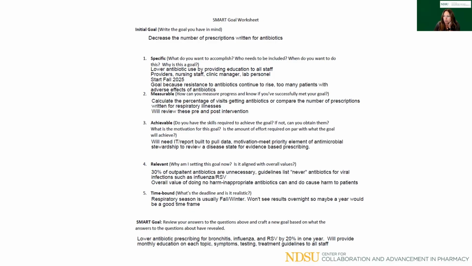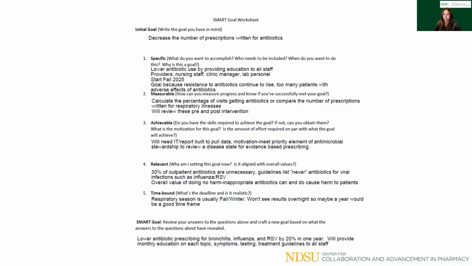So how can I measure the progress and know if I'm successful? Well, on this goal, I could potentially calculate the percentage of visits getting antibiotics, or compare the number of prescriptions written for respiratory illnesses. And then I would want to review this pre and post intervention so I know if I made a change. That makes it measurable.